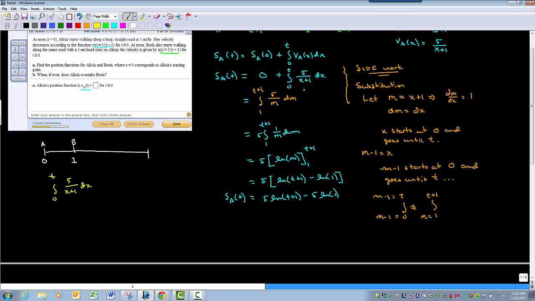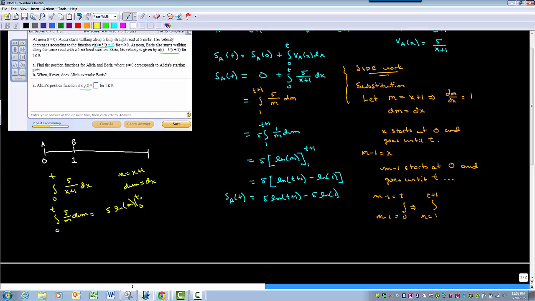So this is what we had for our problem. I'm going to find the integral of this, and I made a substitution. I'm going to make the same substitution. I'm going to let m be equal to x plus 1, and again, dm is equal to dx. So I'm going to make my replacement in here. So this is going to be the integral of 5 over m dm, and so that's going to be 5 times the natural log of m evaluated between 0 and t. But here's the problem.